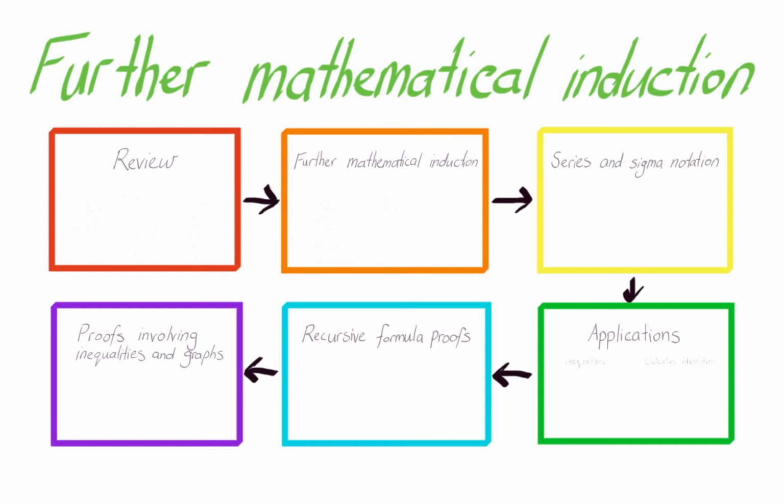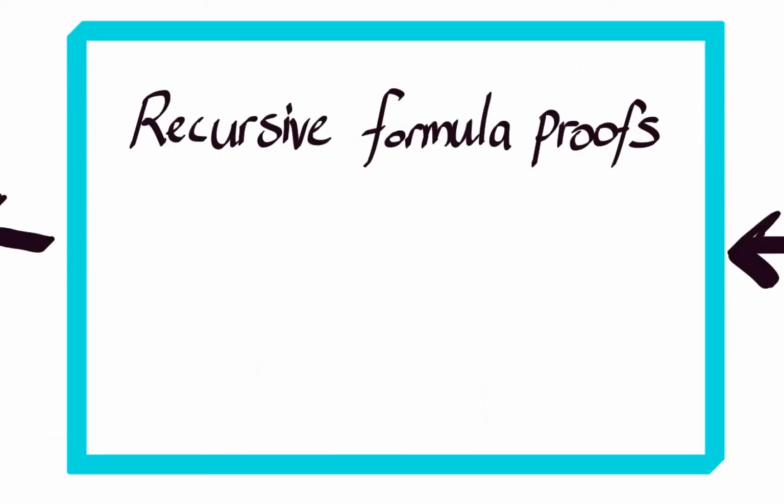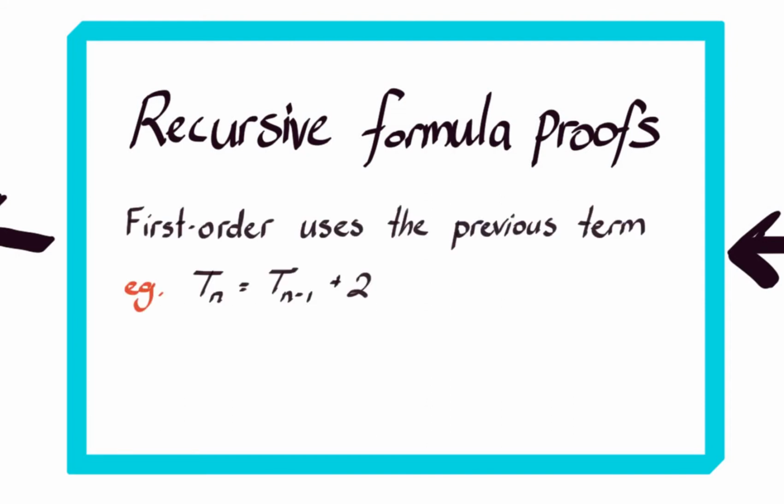This is part 5 of further mathematical induction, where we are looking at recursive formula proofs in this video. So in Extension 1, we have seen recurrence relations. These are where any given term is defined by terms before it. So a first order recurrence relation just uses the previous term. So for example, some nth term is the term before it, t(n-1) plus 2.